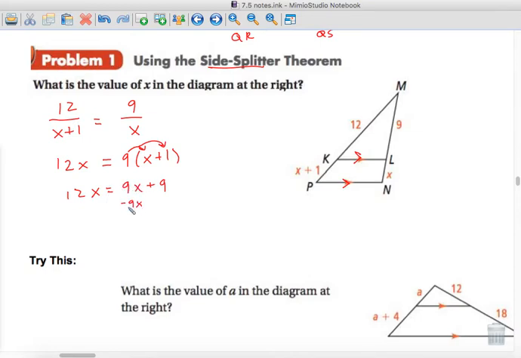Subtract 9x from both sides. We end up with 3x equals 9, divided by 3. Ladies and gentlemen, for 3, x is 3. That's the answer, and that's what we're trying to find.